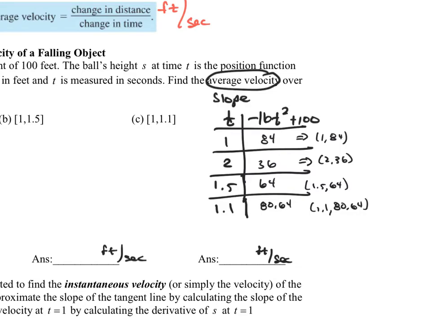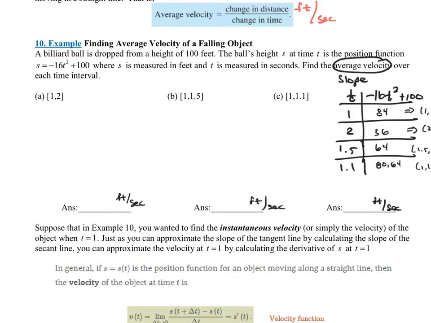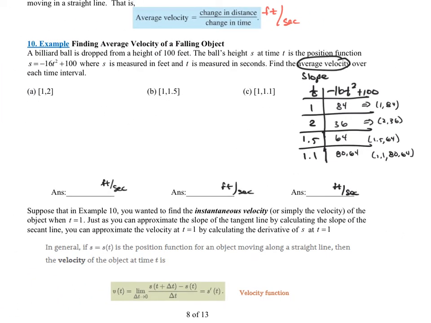And why do I care about this? Because if I want to find the slopes between the graphs, I need the 2 points, and these are the 2 points that I have right here. I'm going to be looking at (1, 84) and (2, 36). Those are my first points.